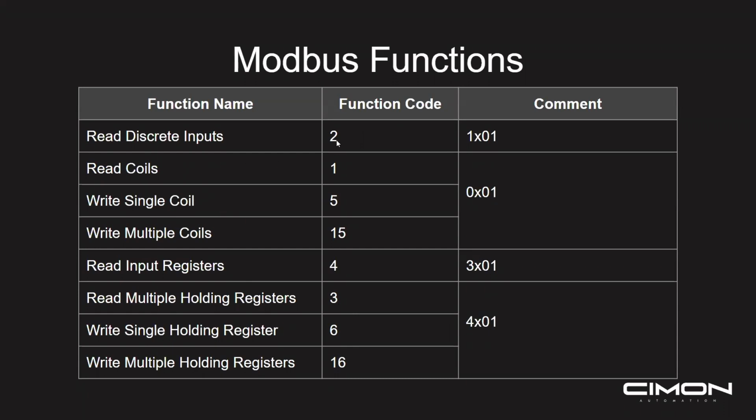The function codes, in my opinion, are not super necessary to understand. Typically they are always coupled with the function name, so you don't have to memorize the number, but they're always there for your reference.